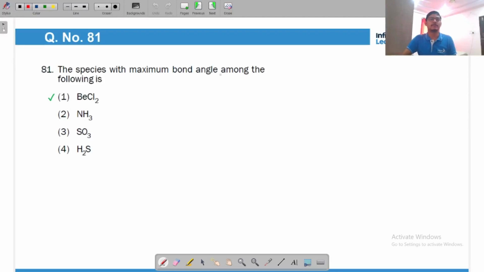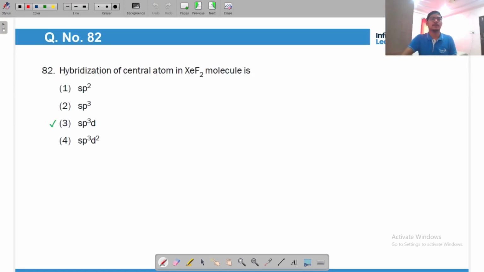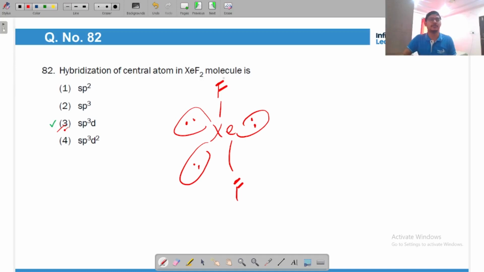The species with maximum bond angle among the following is BeCl2, 180 degrees, sp hybridization. The bond angle in ammonia is approximately 107 degrees. SO3 is 120 degrees. H2S is approximately 90 degrees. Hybridization of the central element in XeF2 molecule is sp3d, right? Because it's xenon. The three lone pairs are located on the equatorial positions, and the two fluorines are on axial positions. Is that clear? So linear shape, trigonal bipyramidal geometry, sp3d hybridization.